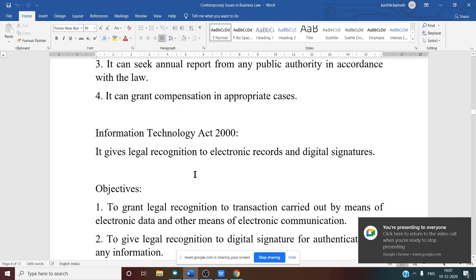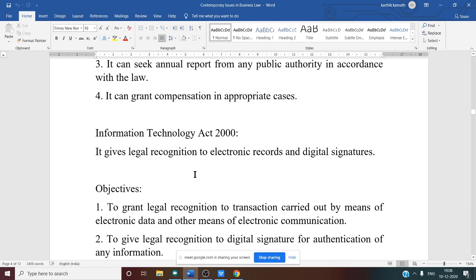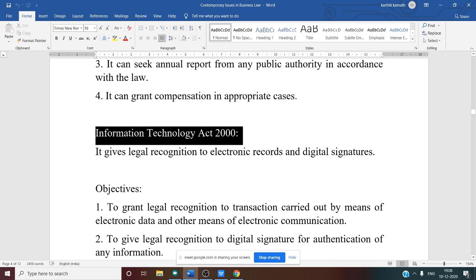Yes. So in our last hour, we discussed contemporary issues in business law. Under that, we discussed the Right to Information Act 2005. Now the next topic in this chapter is the Information Technology Act.